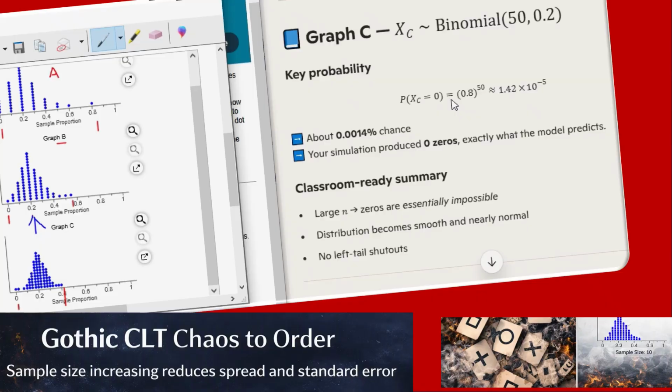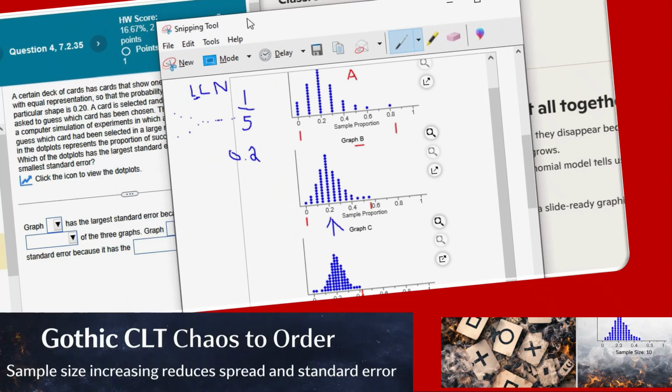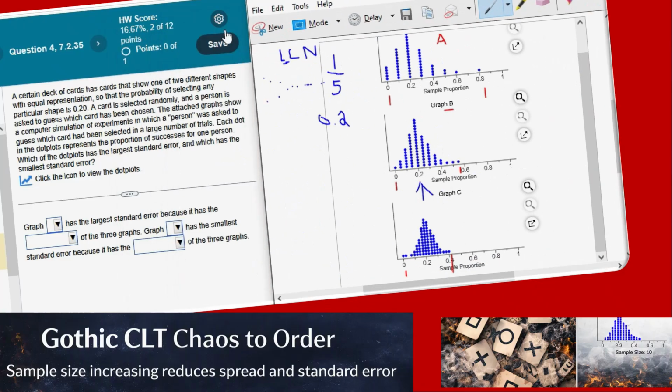Anyway, that's the idea. Here's what it said. The zeros are not disappearing. These are separate trials. It's a different binomial model, and that's how we need to understand it. So I just wanted to put in some further insight into what's happening here. You get the idea. I just wanted to expand on that idea.